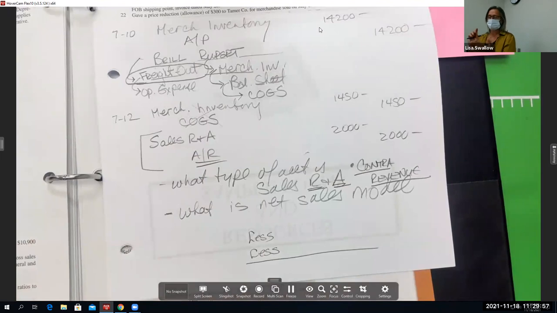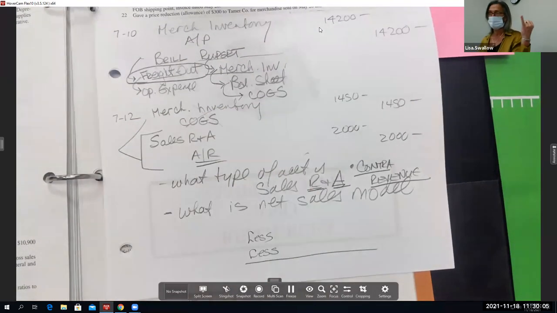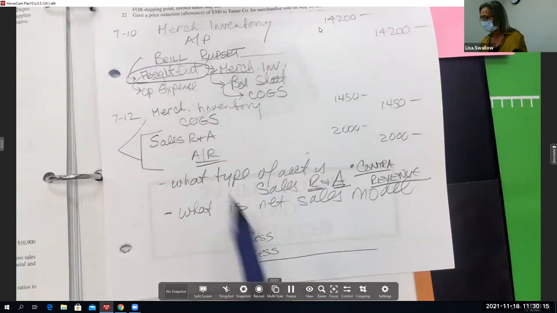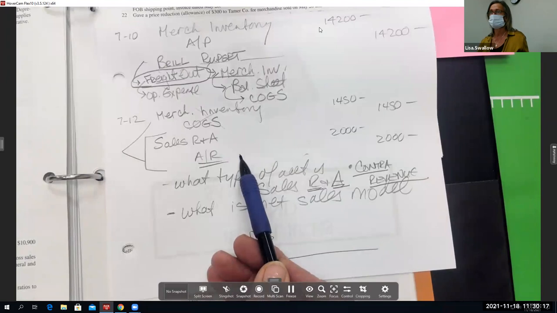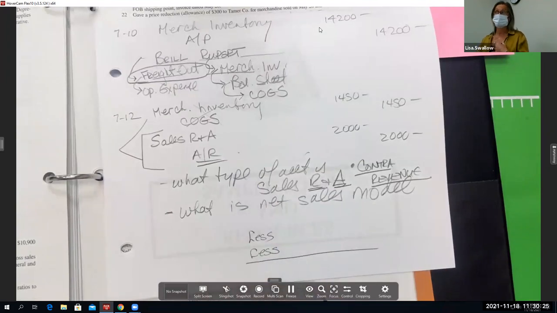So sales returns and allowances is one account. If you have a physical return, you have two journal entries. If you don't have a physical return, in other words, you're like, okay, you sent me pictures, yeah, this stuff is trash, I don't want it back, then you just have one journal entry, because nothing comes back into my inventory, into my warehouse. Okay, you feel okay about that?